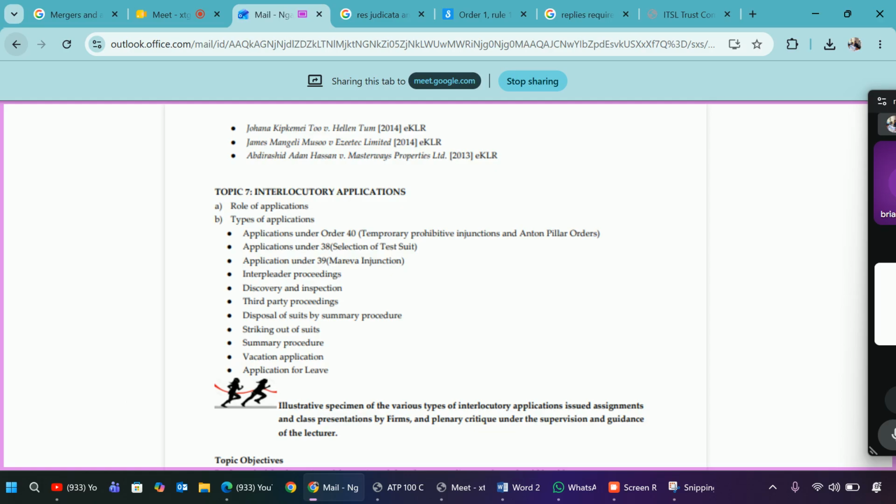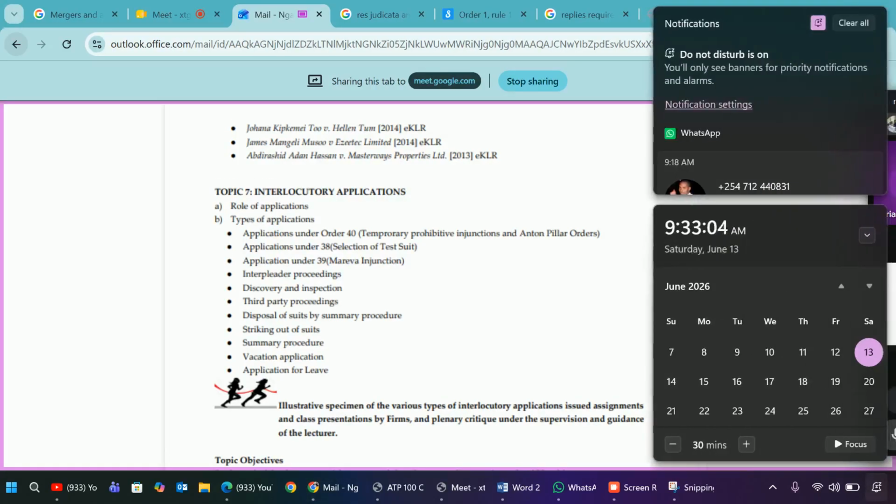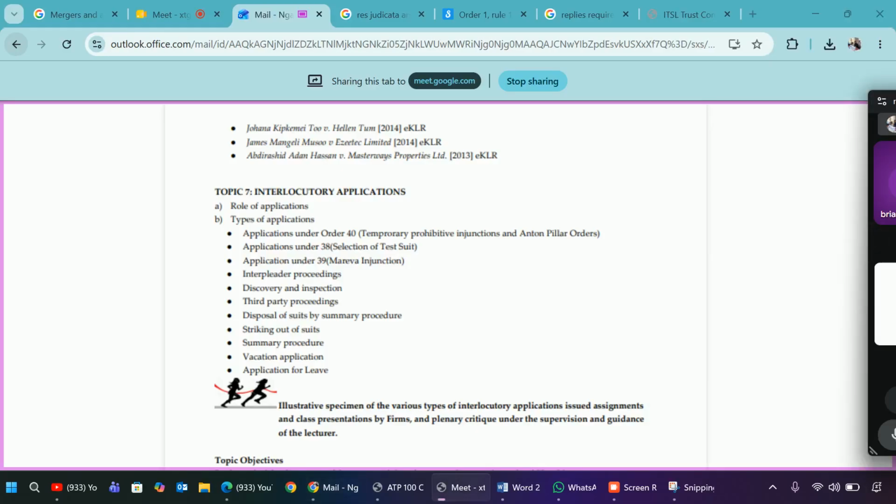Topic 7. Interlocutory applications. Applications under Order 40. This is where we have temporary prohibitive injunctions and Anton Piller orders. Excuse me, we can't ignore this part because examiners are prone to asking various confusing elements of injunctions. So we'll start one by one.